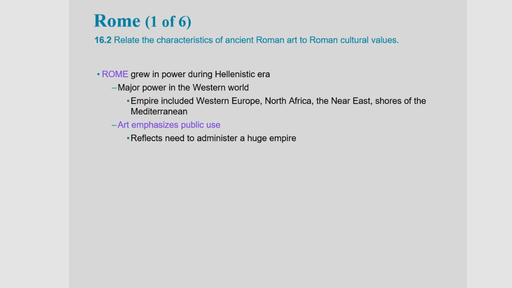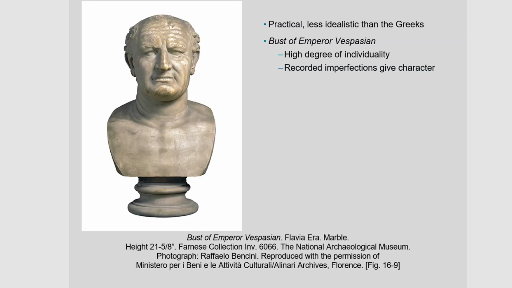We're going to switch to Rome. So, of course, Rome grew in power during the Hellenistic era, much like Macedonia did. It's a major power in the Western world, if you didn't know that. Its empire includes Western Europe, North Africa, the Near East, shores of the Mediterranean. And Roman art is especially emphasizing public use. That reflects the need to administer a huge empire. And being a Roman citizen was a big deal.